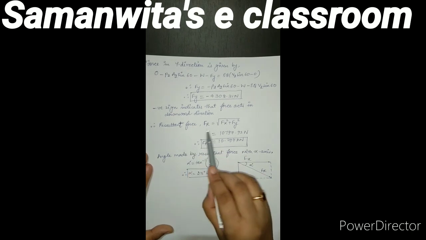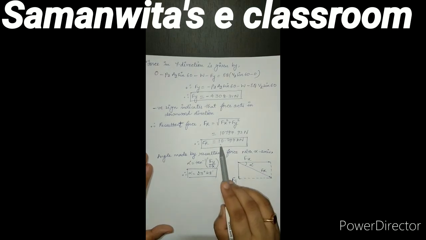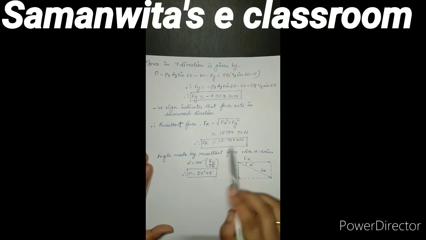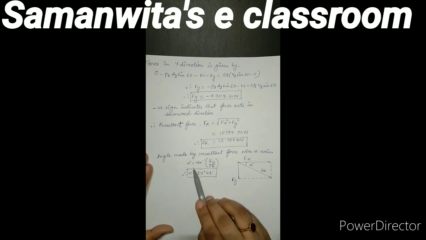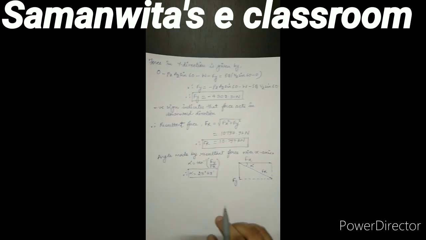Resultant force Fr is calculated as root of Fx square plus Fy square. That is 10.797 kilonewton. You can calculate the value of alpha using the formula tan inverse of Fy upon Fx. I get the answer as 23 degree 28 seconds. This is the diagram which I have shown. Fx is positive, Fy is negative. This is the value of Fr which is the resultant force and this is the angle with the x axis.